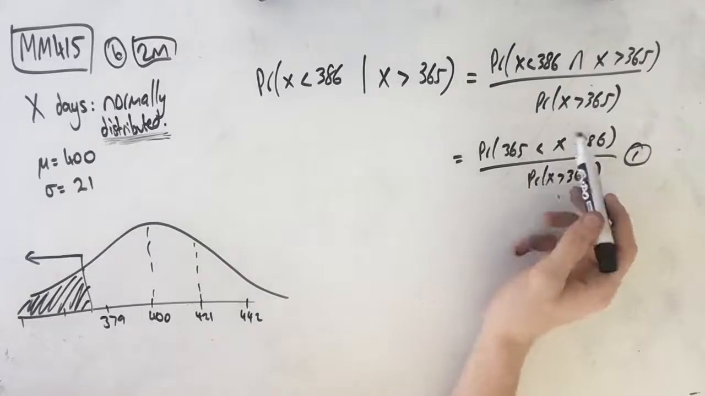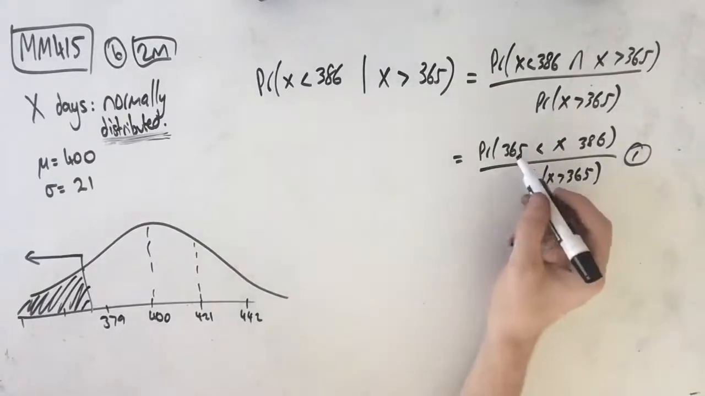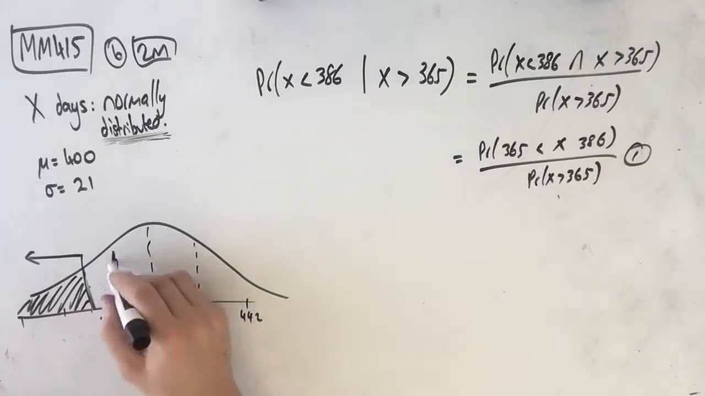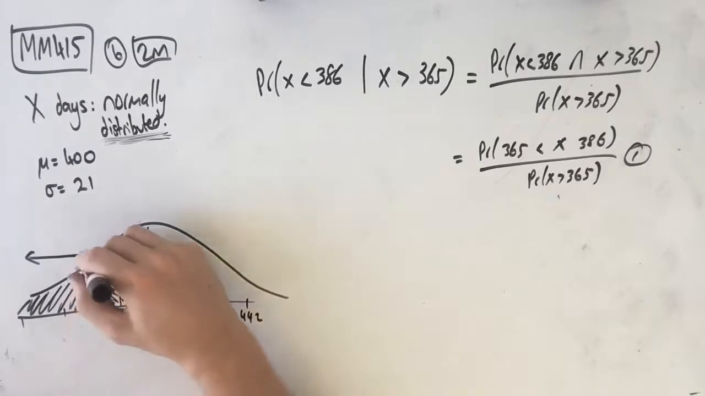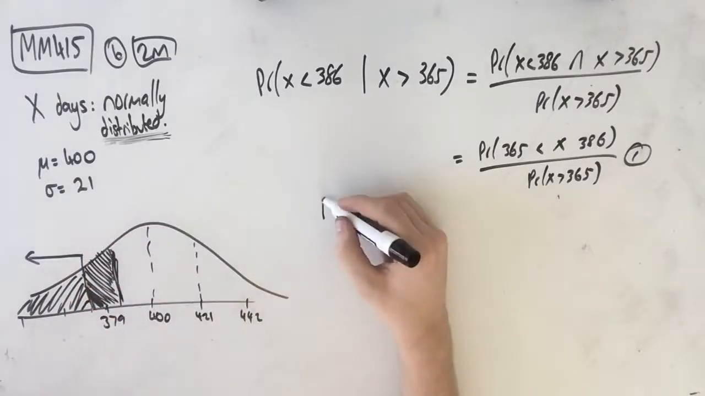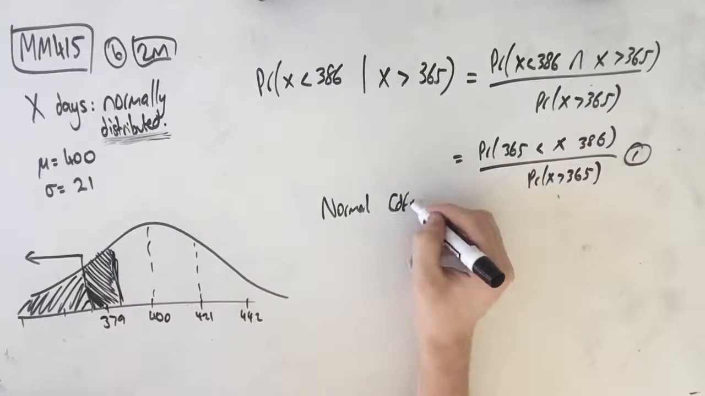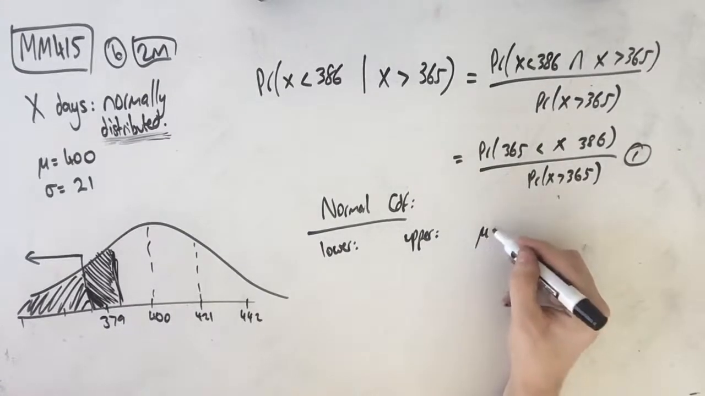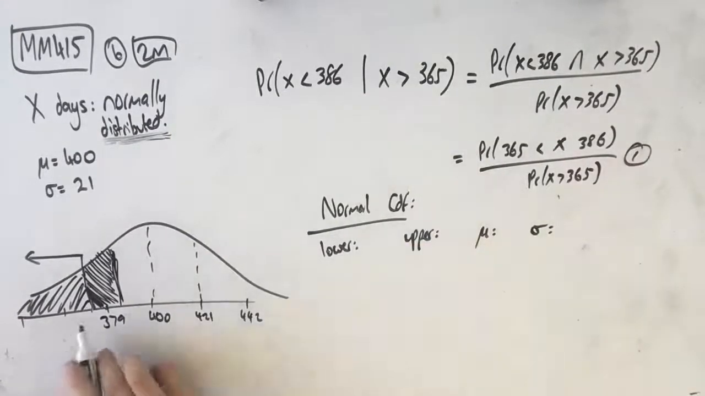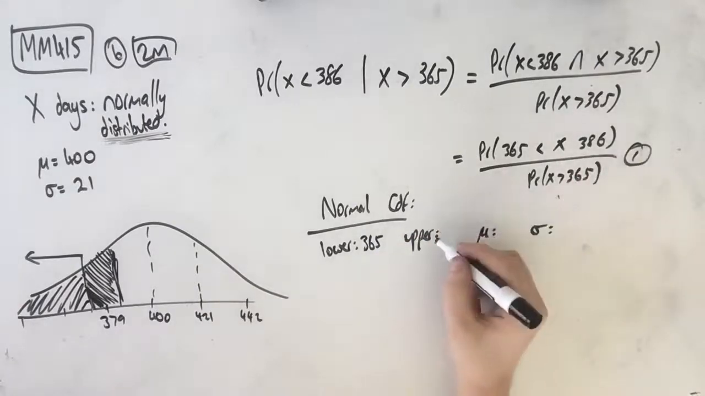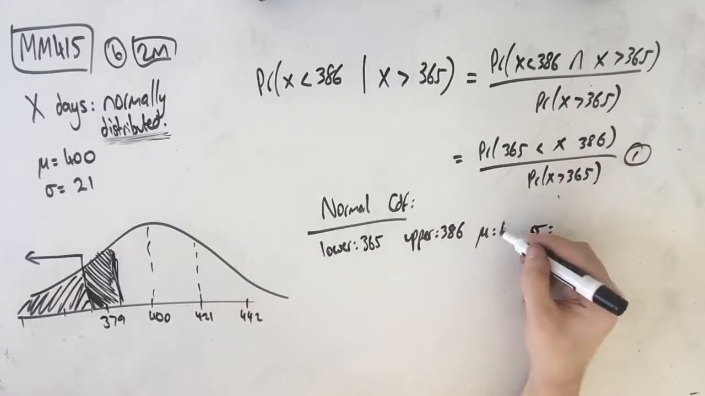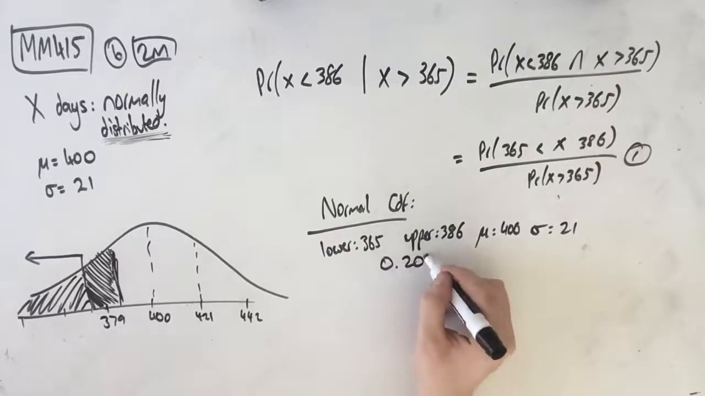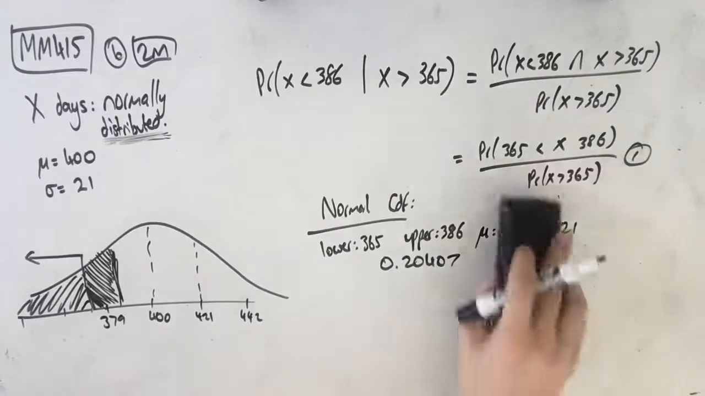So we can actually use this in our normal distribution now. What we're looking for is the probability that it's between 365 and 386, so this area in between here. Again, we use our normal CDF. It's going to ask us for lower, upper, mean, standard deviation. Our lower is 365, our upper is 386, our mean is 400, and our standard deviation is 21. What this gives us is 0.2047.